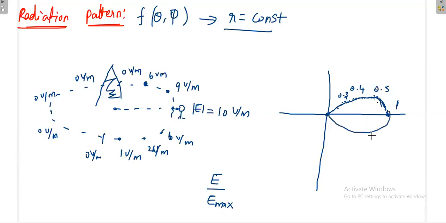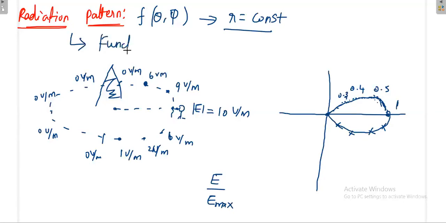Okay, this is the radiation pattern measurement. And again, this is independent of distance because you are at a fixed distance. Please remember the radiation pattern diagram: you should not use any R, because your R is constant. You should not use any distance. Radiation pattern is a function of angle.